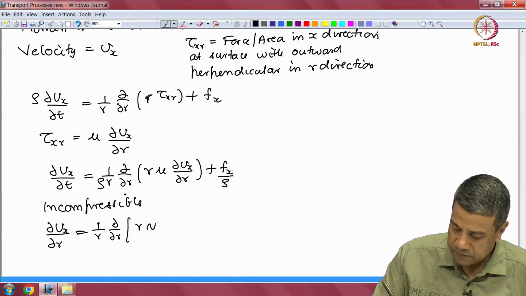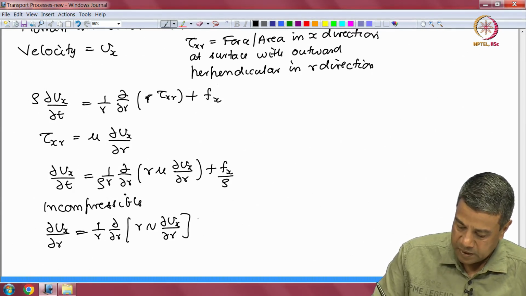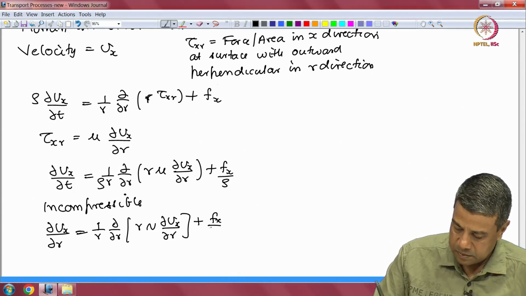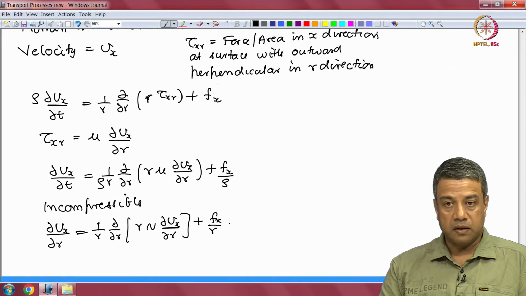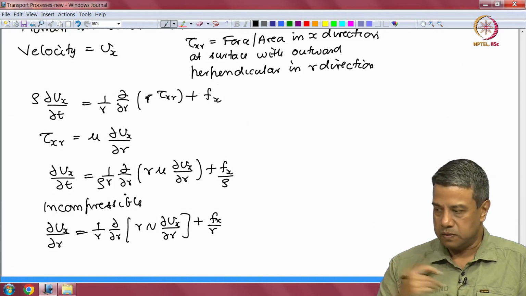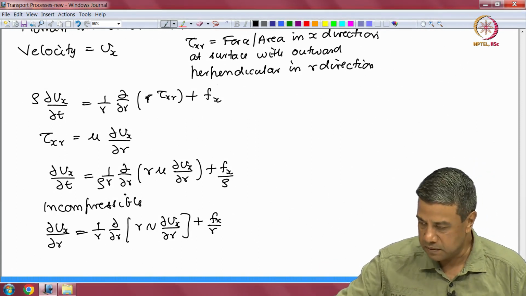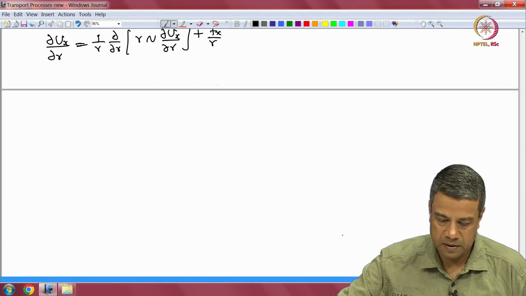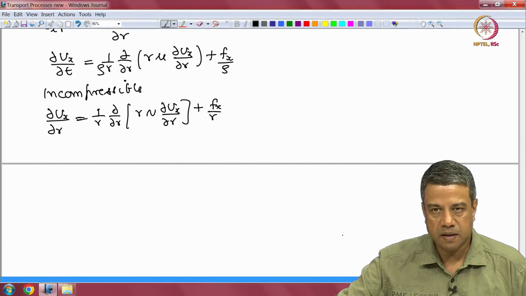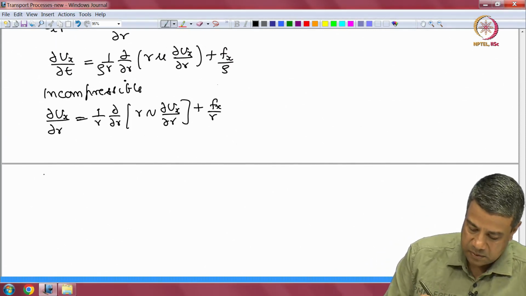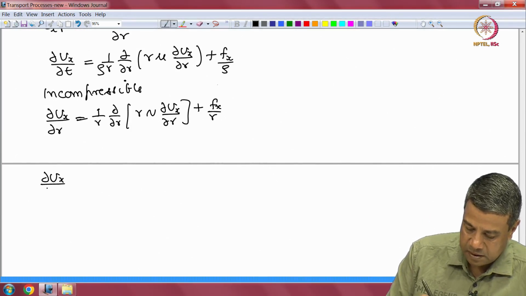r times the kinematic viscosity partial Vx by partial r plus Fx by rho, where nu is equal to the kinematic viscosity, that is the ratio mu by rho. Nu is the kinematic viscosity, which is the ratio mu by rho. And further, if the kinematic viscosity is a constant, the equation becomes partial Vx by partial t equal to nu times the radial diffusion term plus Fx by rho.